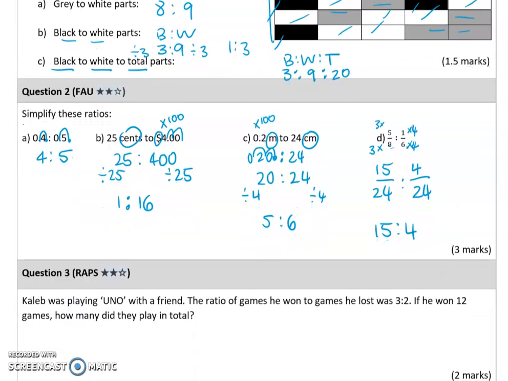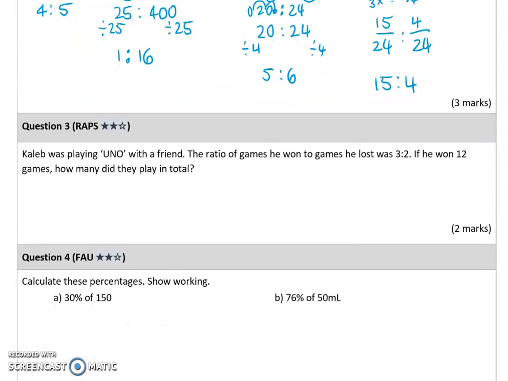Caleb was playing Uno with a friend. The ratio of games that he won to games that he lost was 3 to 2. He won 12 games. If he won 12 games, how many did they play in total? Okay, so this is the ratio 3 to 2, but he won 12. To get from 3 to 12, we times by 4. To get from 2 to how many he lost, times by 4, doing the same to both sides.